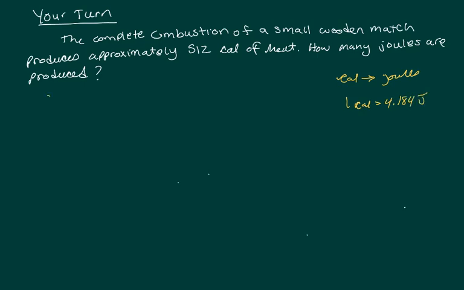So we always start with our given with dimensional analysis. We have 512 little calories of heat, and since calories is on the top, we're going to put calories on the bottom and our desired unit of joules on the top. And we know for every 1 calorie there's 4.184 joules. The calories cancel and we're left with our desired unit of joules. And we end up with 2.14 times 10 to the 3rd joules.